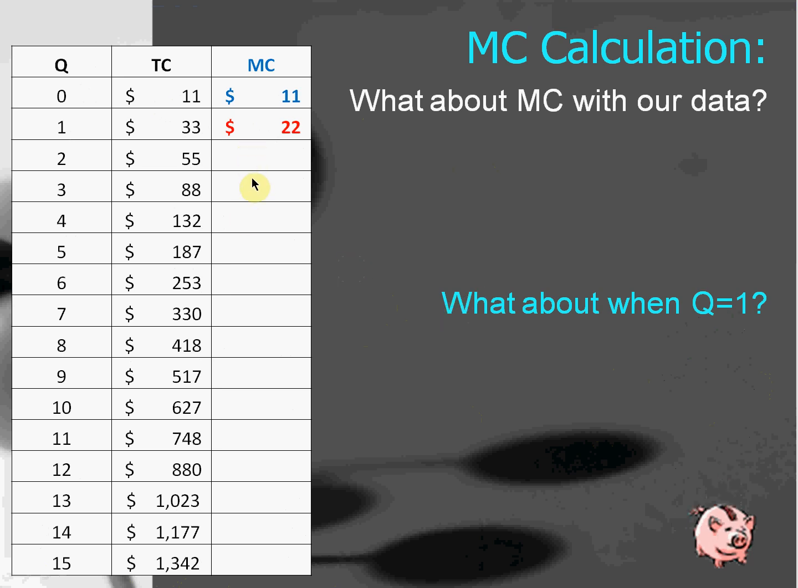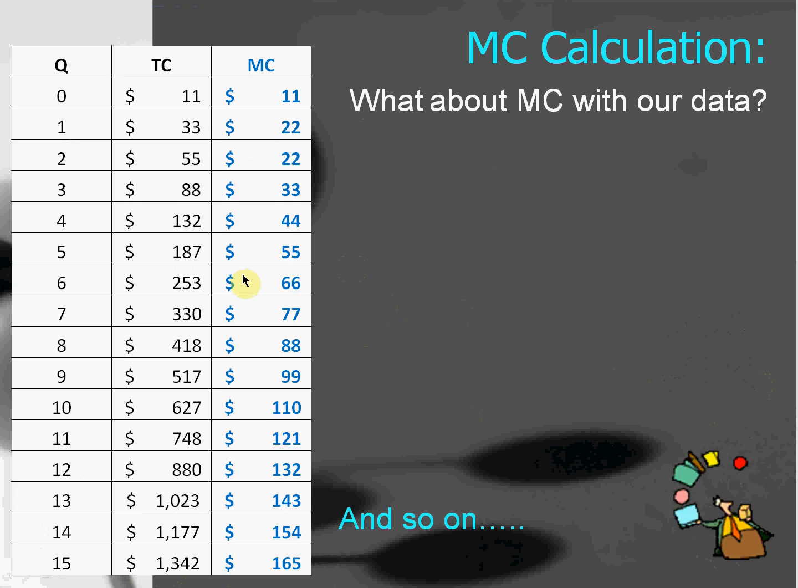This calculation can continue for the remainder of the column. As you can see here, marginal cost goes from 11 to 22, stays at 22, goes to 33, seems to increase here by units of 11 for a while. You can see that it goes up incrementally.